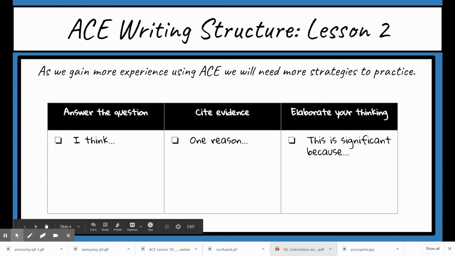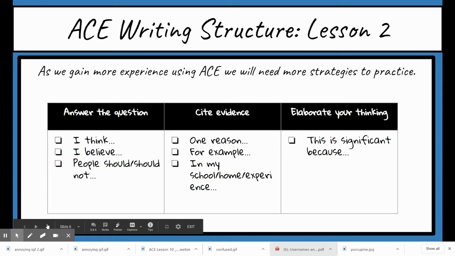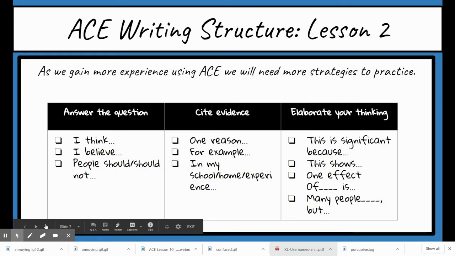But there are a lot more sentence starters that we can use. For example, to answer the question, we might also say, I believe, or people should, or people should not. When we're citing evidence, we might also use, for example, or in my school, or in my home, or even in my experience to give evidence. To elaborate our thinking, we can also say, this shows, or one effect of something is something else, or many people blank, but to show a difference.